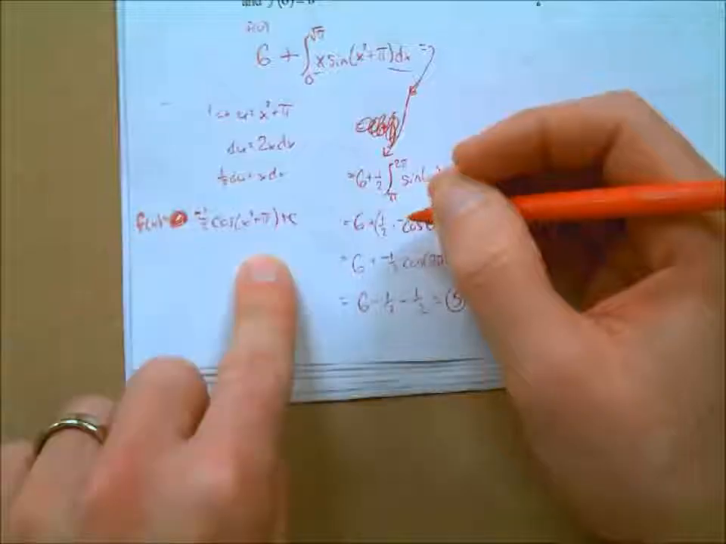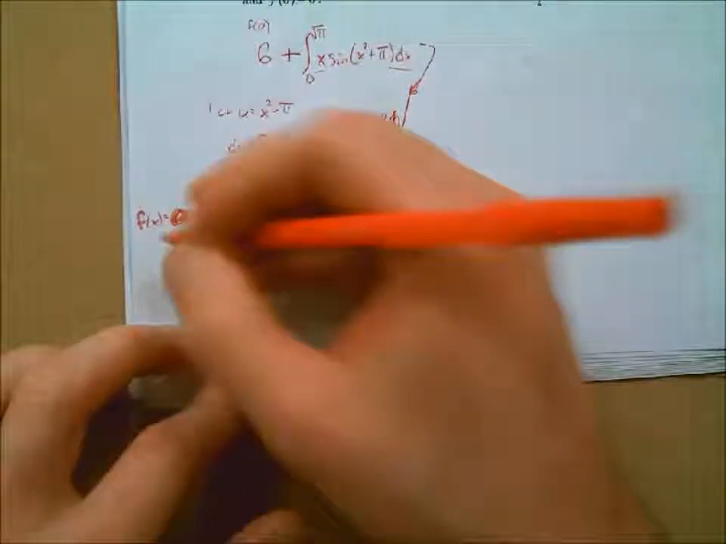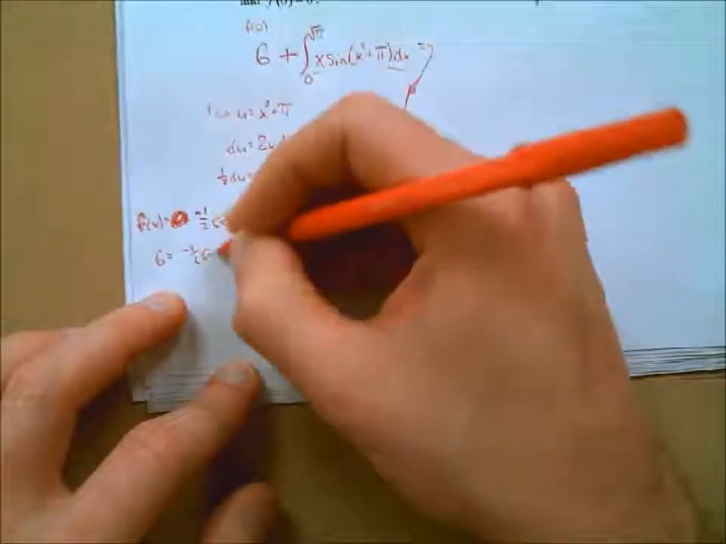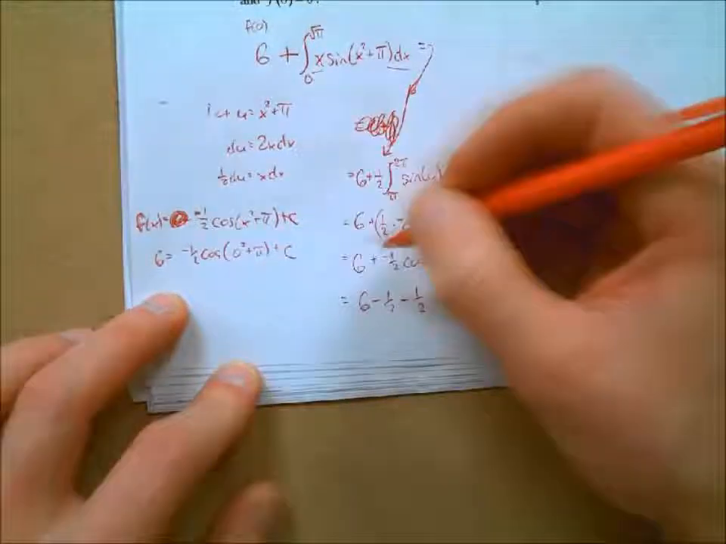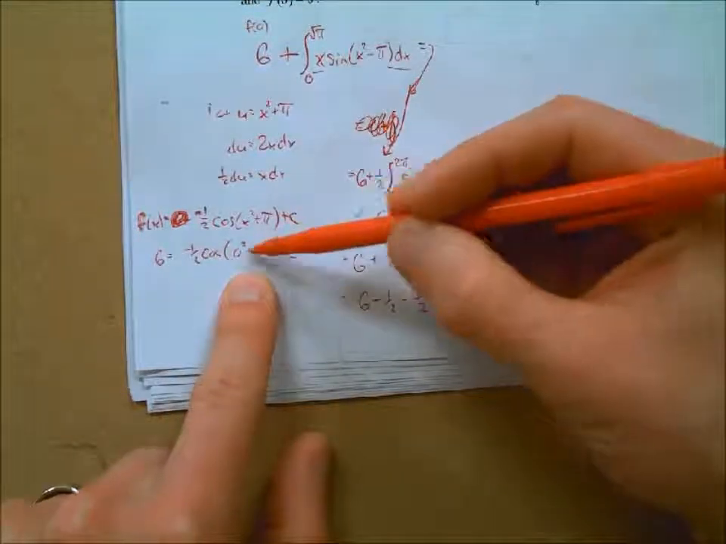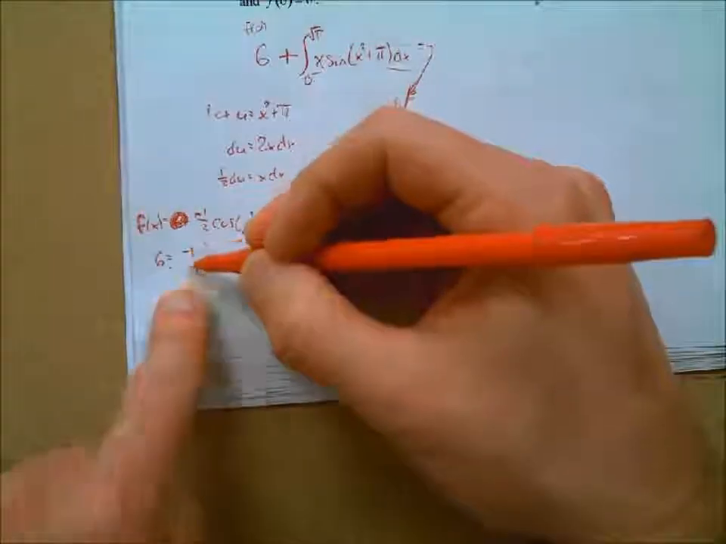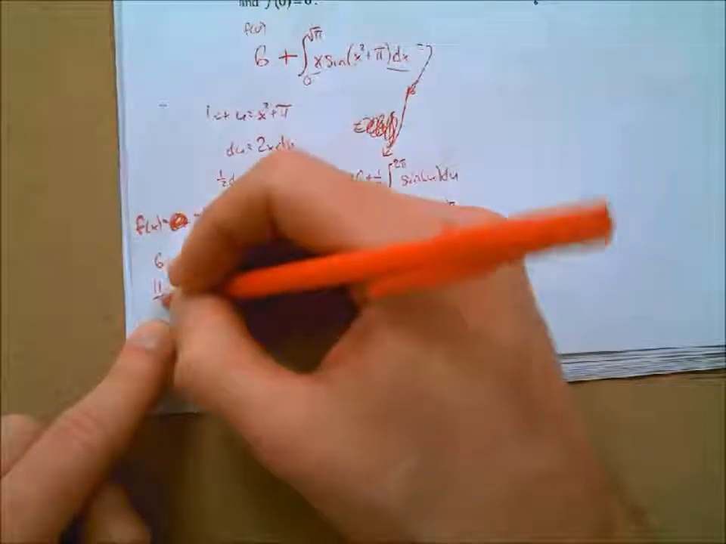Okay? So we're going to figure out the c value by using f of 0 equals 6. So we'll plug in 6 for the y, and we'll plug in 0 for the x. So it'll be cosine of 0 squared plus pi, plus c. 0 squared is 0, plus pi is pi. Cosine of pi is -1. -1 times -1/2 is +1/2. We're going to subtract that +1/2 over, and so we'll get 11/2 equals c.